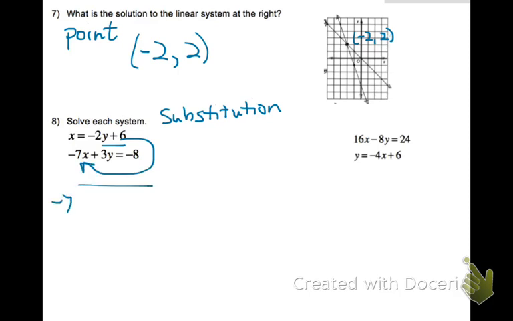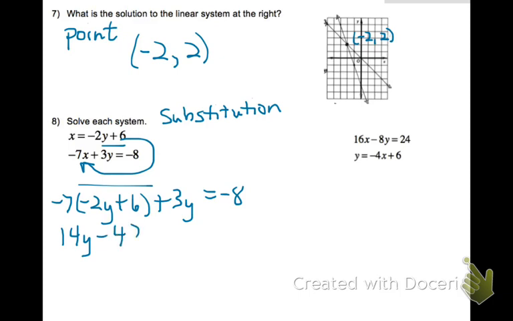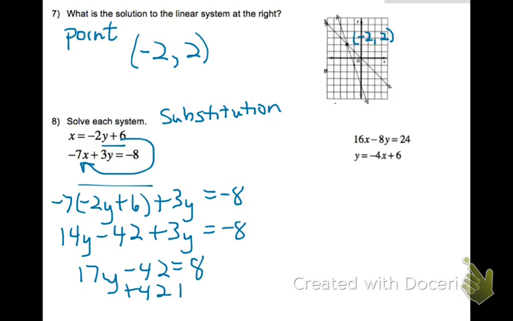So I will have -7 times (-2y + 6) + 3y = -8. So I have substituted that value in, and now I'm just going to distribute my -7. I'm going to combine my terms on the left, so I get 17y - 42 = -8. I'm going to add my 42 to both sides. So 17y will equal 50.